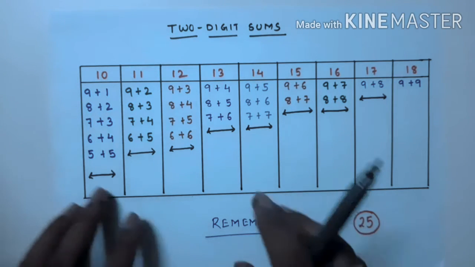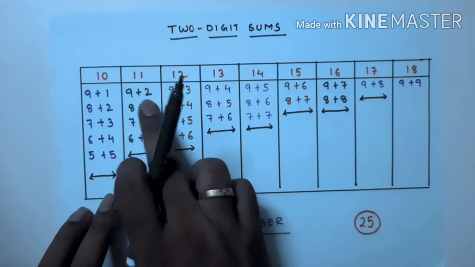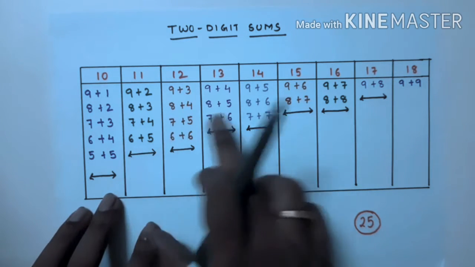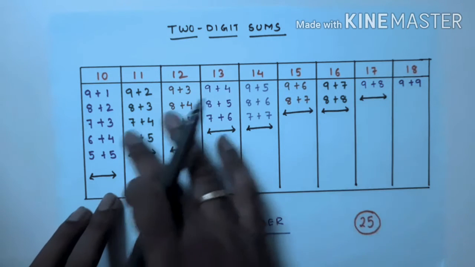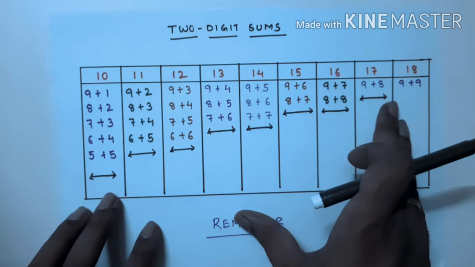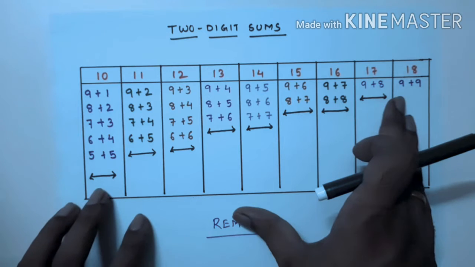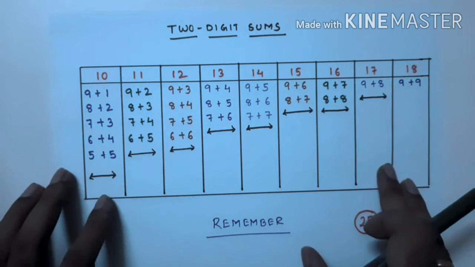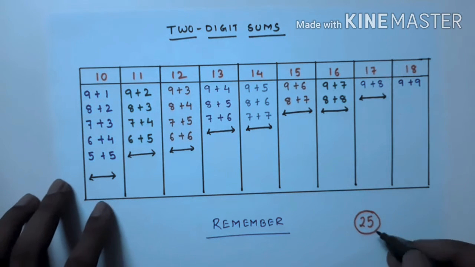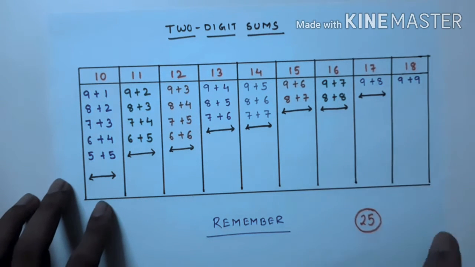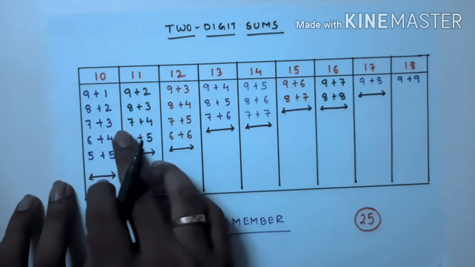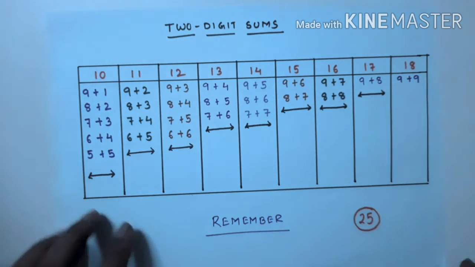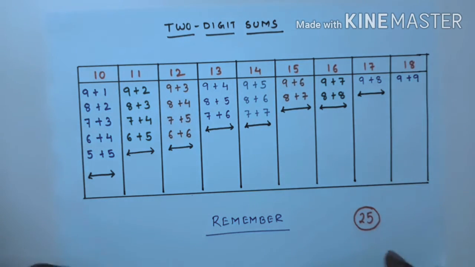You have to remember. Like that, for 11, 9 plus 2, 8 plus 3, 7 plus 4, 6 plus 5. Like this you have to remember all the 25 combinations. It should be by hearted properly. Then only we can use the addition tricks. Okay. So we have to remember these 25 combinations starting from 10 up to 18. These are the sums we will get when we add two single digit numbers.